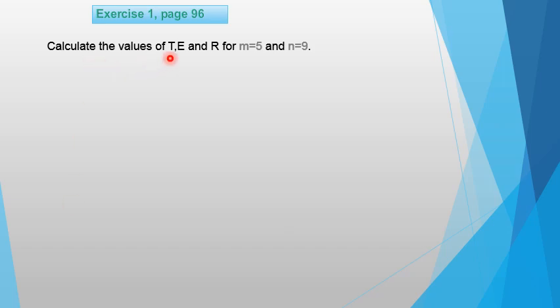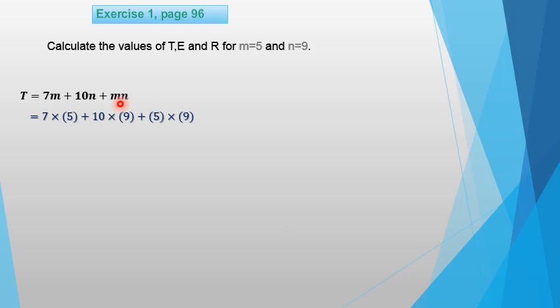Now, calculate the values of T, E, and R for, here we have two unknowns, M equal 5 and N equal 9. T equal 7M plus 10N plus MN. It's M times N. Okay, let's replace M by 5 and N by 9. Keep in your mind that 7M means 7 times M. So it's 7 times 5 plus 10 times 9, N equals 9, plus M times N, which is 5 times 9.